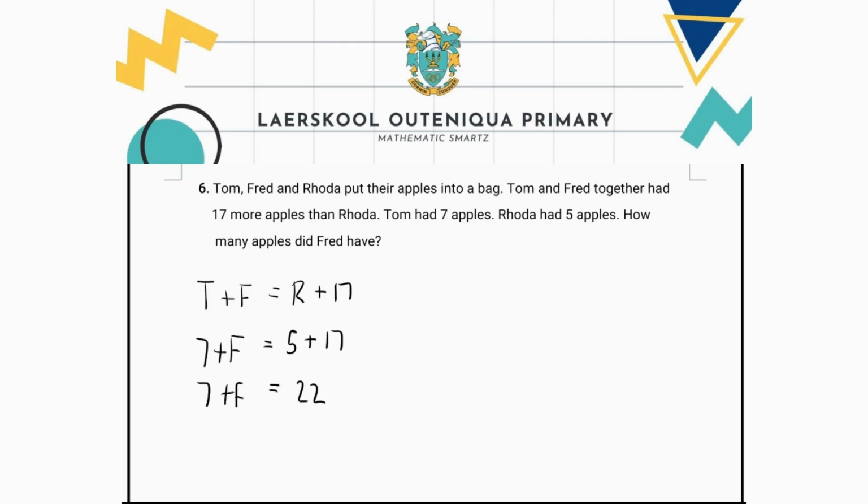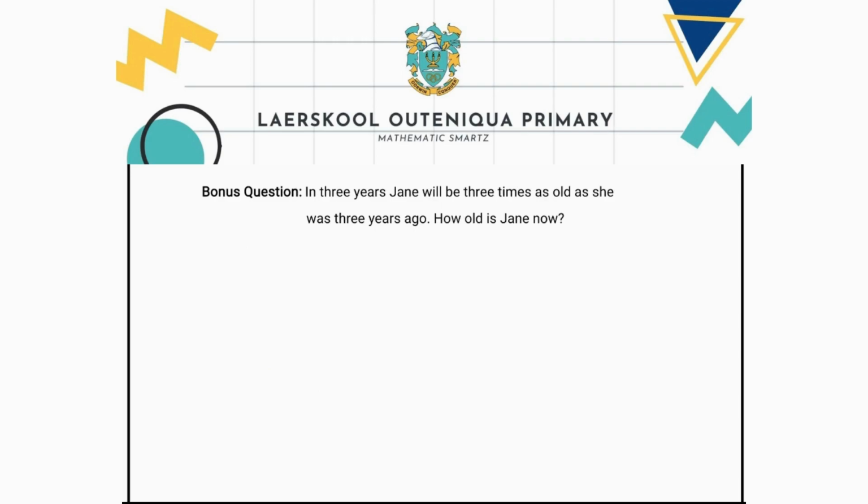What do I have to do to get the F by itself? Yes, I have to take the 7 to the other side. And since this is a positive digit, when it goes to the other side, it becomes a negative. Therefore, Fred equals 22 minus 7, which means that Fred has 15 apples. And this brings us to our bonus question.